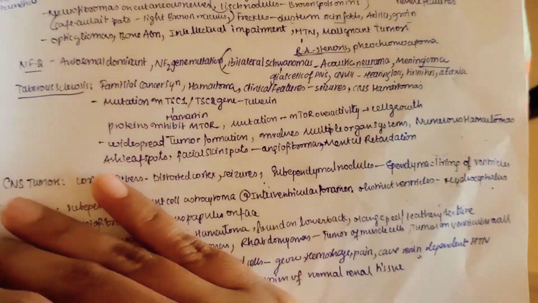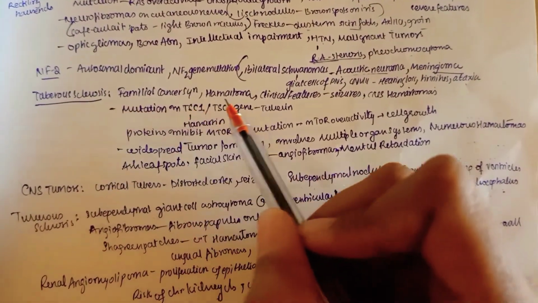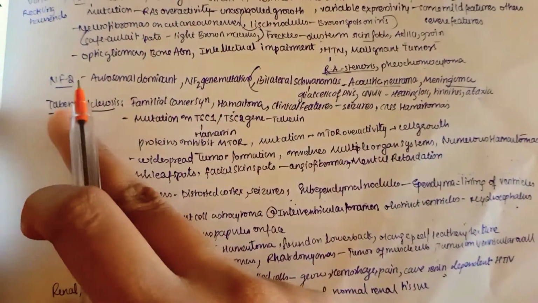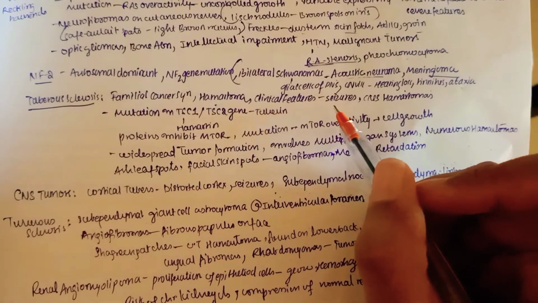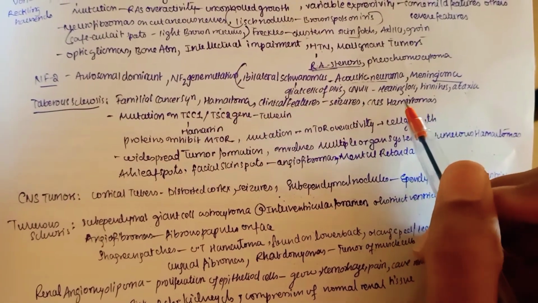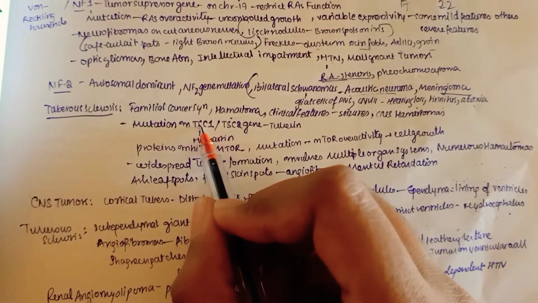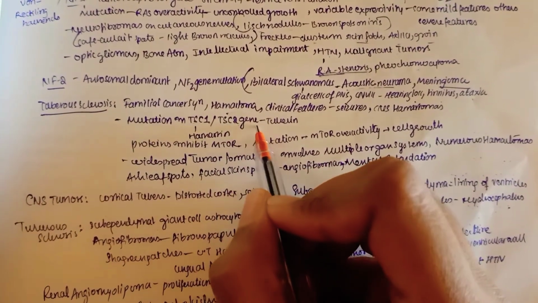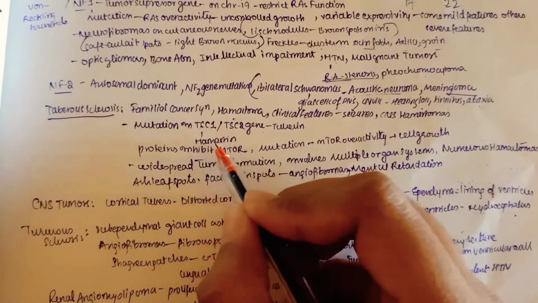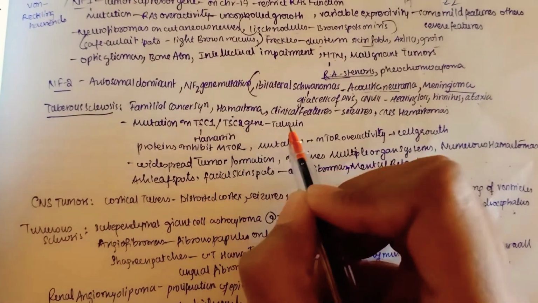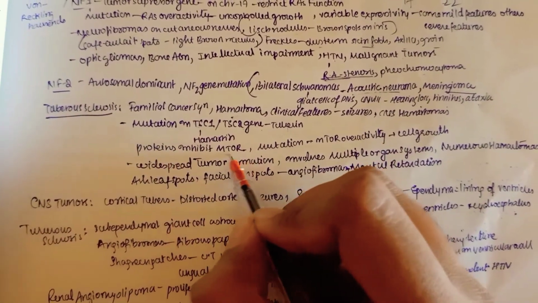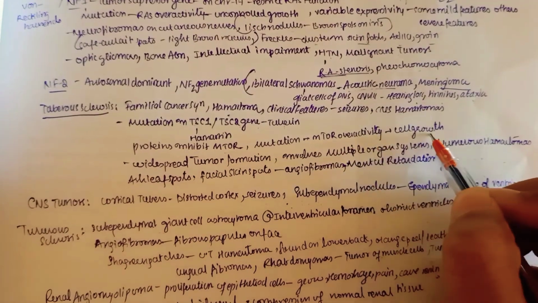Next, coming to tuberous sclerosis. Tuberous sclerosis is also a familial cancer syndrome. Hamartoma is characteristic for tuberous sclerosis. Clinical features: seizures, CNS hamartomas. Mutation in the TSC1, TSC2 gene. TSC is nothing but tuberous sclerosis 1, tuberous sclerosis 2 gene. Tuberous sclerosis 1 is the hamartin gene. Tuberous sclerosis 2 is the tuberin gene. These proteins inhibit mTOR. Mutation causes mTOR overactivity and cell growth.